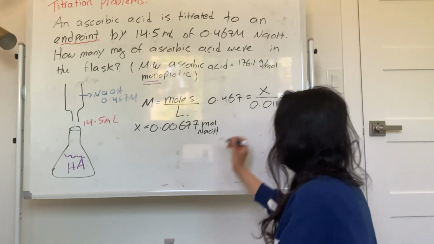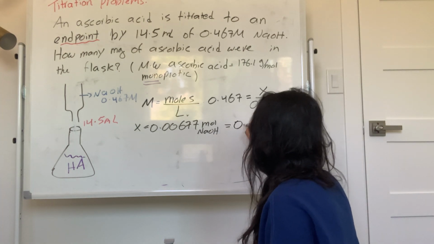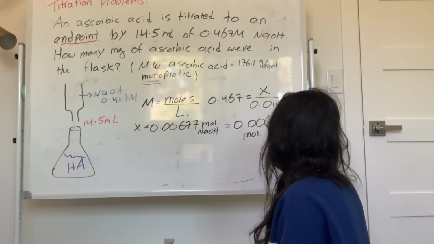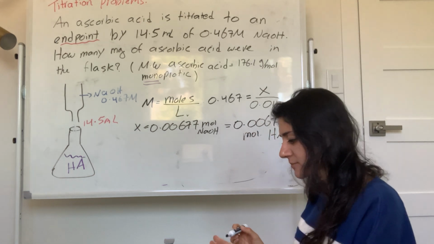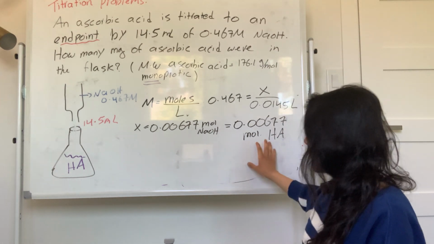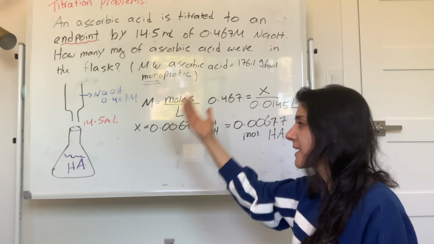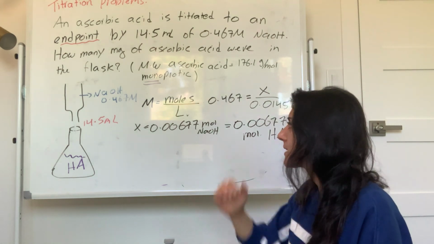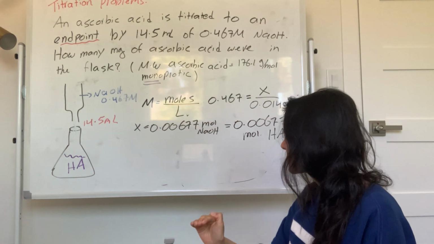Okay, so that means I had 0.00677 moles of ascorbic acid, because after that, there was no more acid in there. That's when I added, it turned pink. Are we good so far? Because each base is going to go and neutralize the acid.